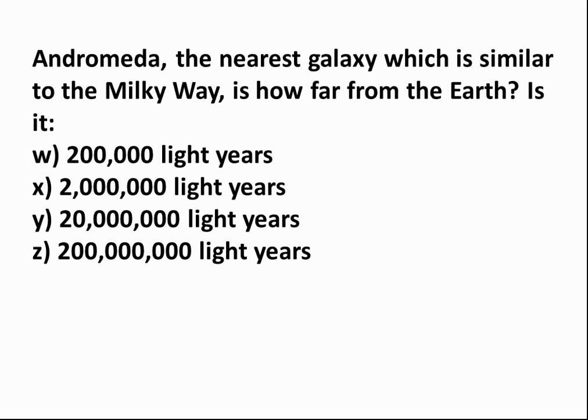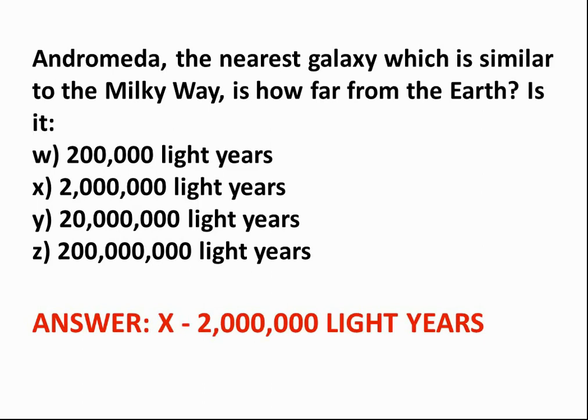Andromeda, the nearest galaxy which is similar to the Milky Way, is how far from the Earth? Is it W, 200,000 light-years. X, 2 million light-years. Y, 20 million light-years. Z, 200 million light-years. Answer, X, 2 million light-years.